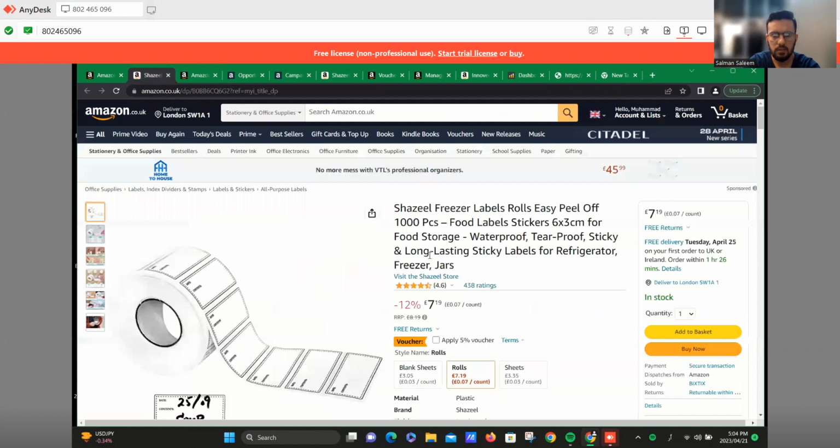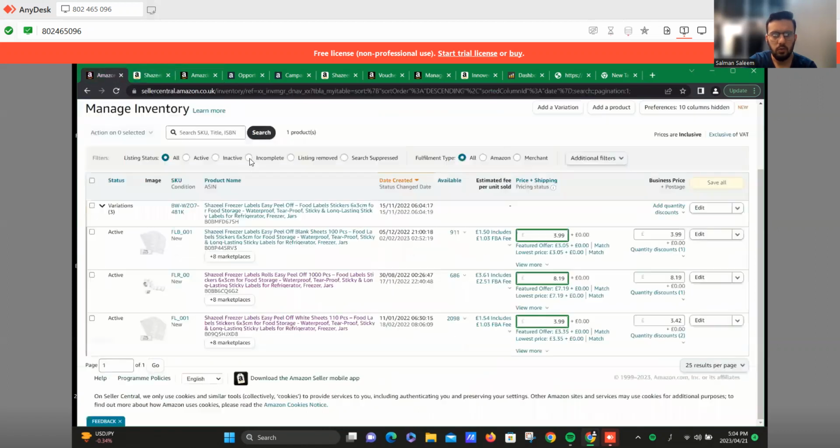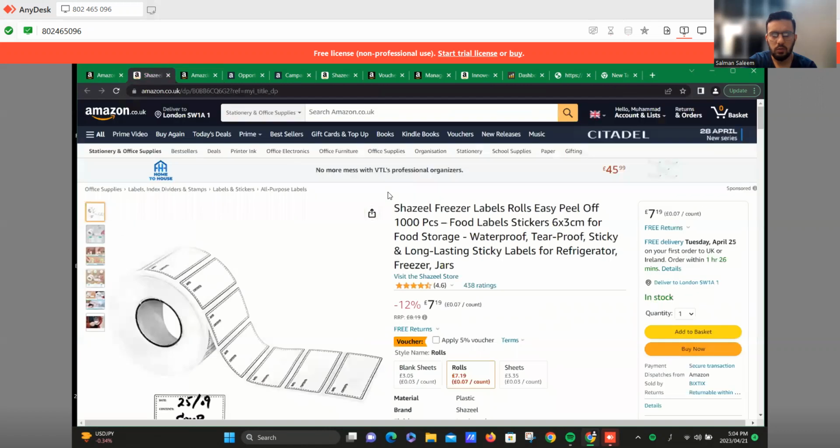You will have this cut-through price here, minus 12%. And it will have a greater impact on the customer's mind, and they will purchase your product, hopefully. So this is how we put the cut-through price.